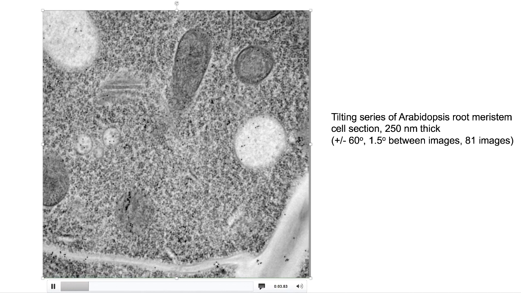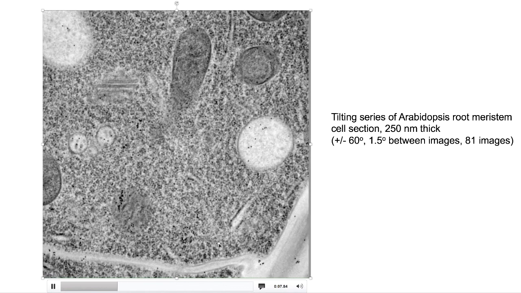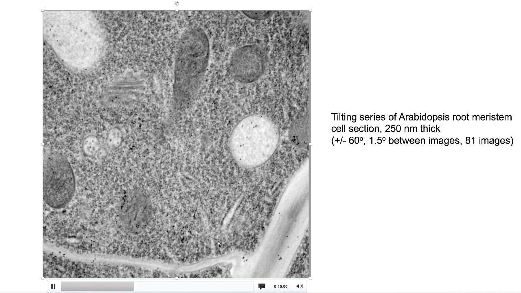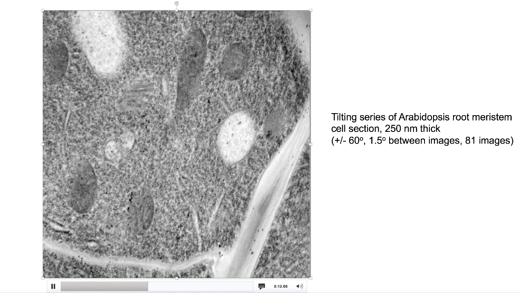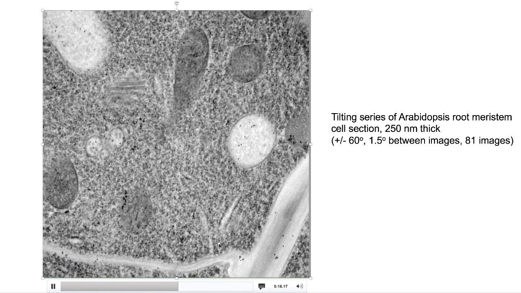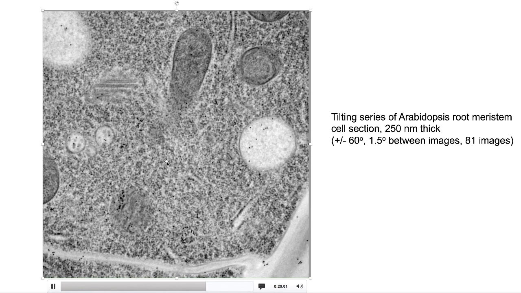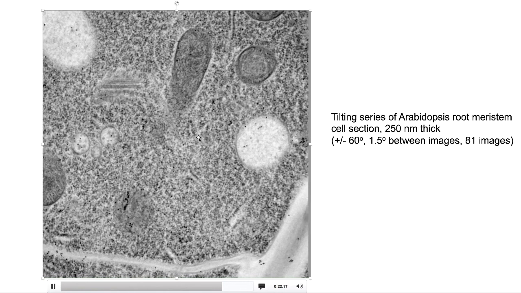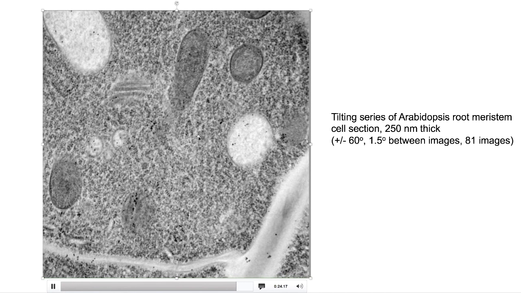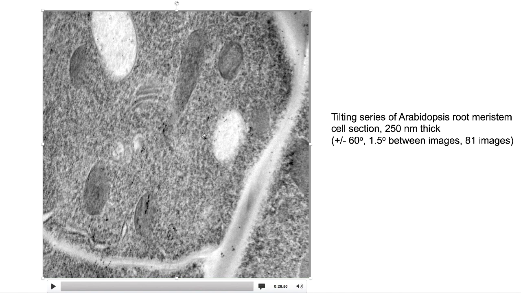So you can see these images that show the section at multiple angles, and Fourier transforms of these individual images are made in the computer. Those Fourier transforms of the 2D images are then combined in reciprocal space and projected back into real space.